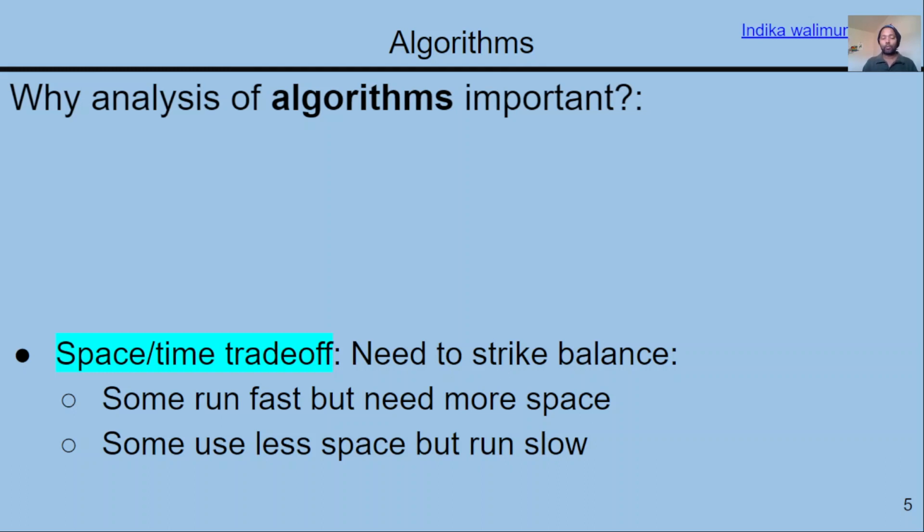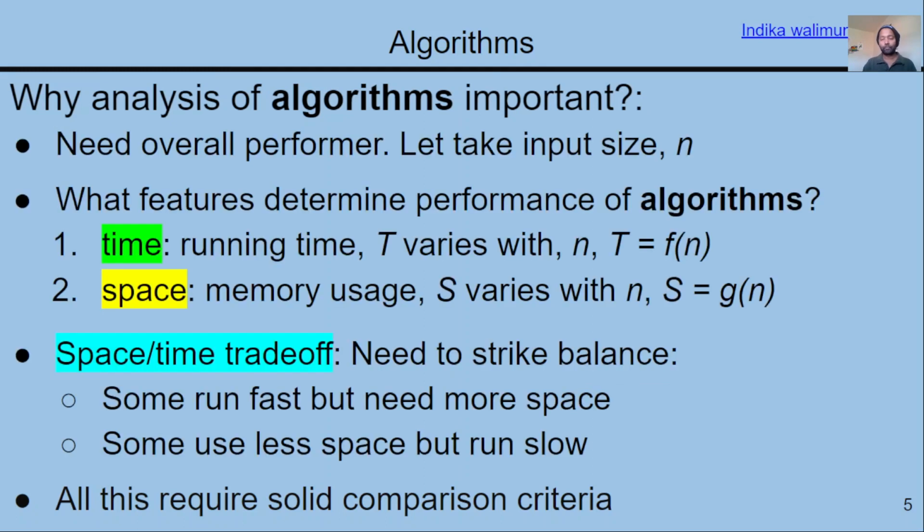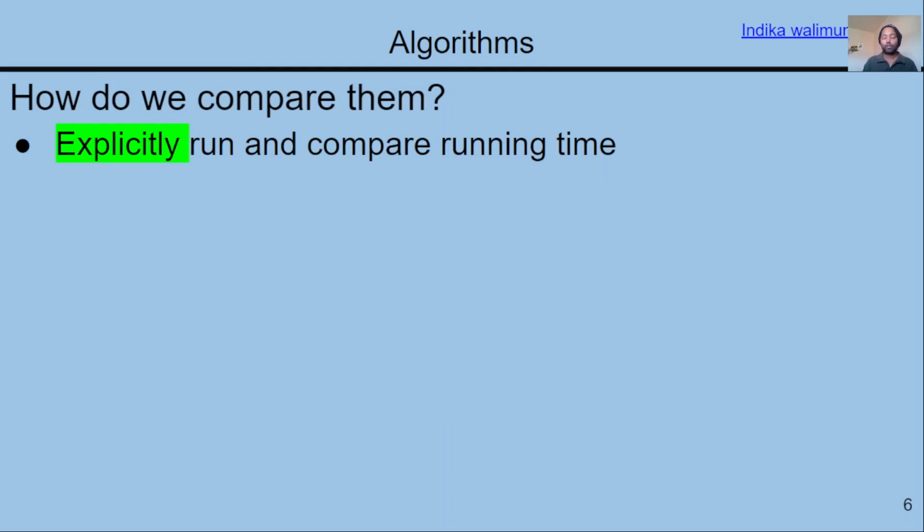So basically we need to keep a balance of things. We're going to go over this topic in detail later in this lesson. Okay. So all of this requires solid comparison criteria. So then how do we compare them? The next question is, how do we compare them? One way of doing it is to explicitly run them and measure how long it takes to run.